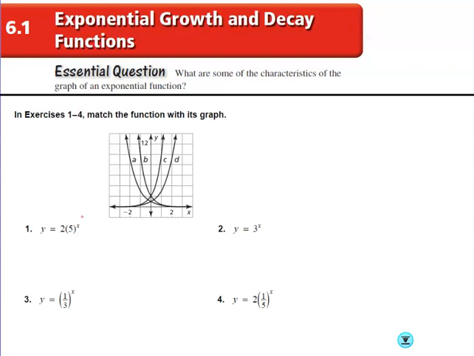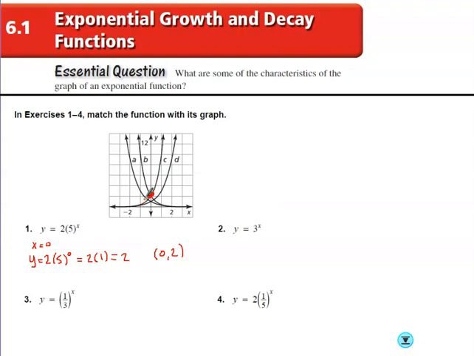If we plug in a couple points, we'll be able to determine which graph matches with which equation. If I plug in an x value of 0, my y value is going to be 2 times 5 to the power of 0, which is 2 times 1, which is 2. So this point 0, 2 will be on the graph of my function. We are counting by 2's along this vertical axis, so that's going to be here.